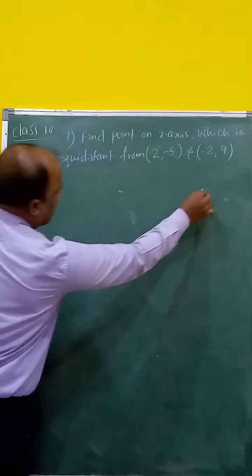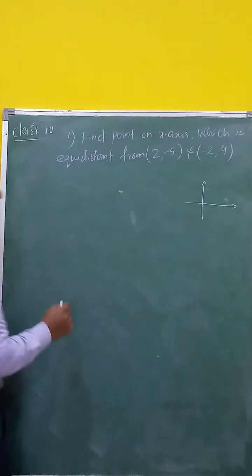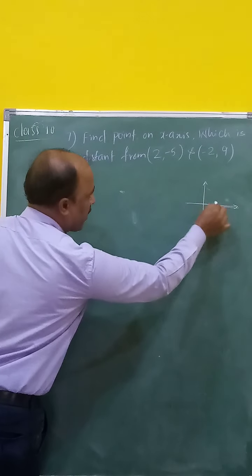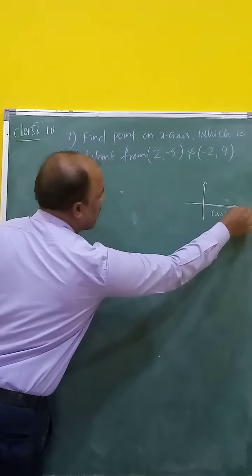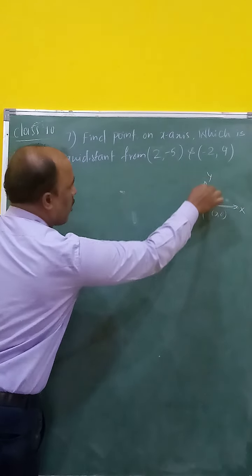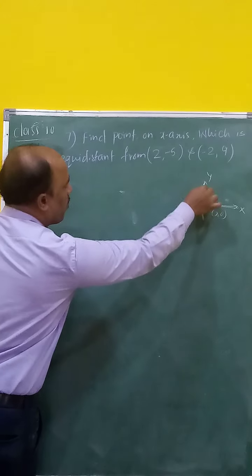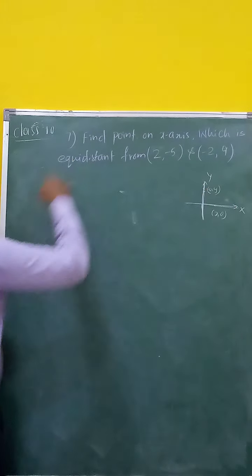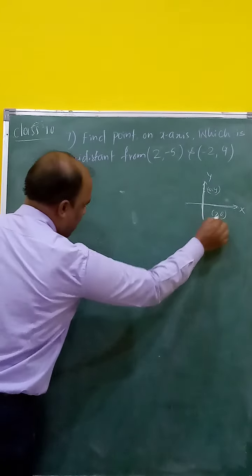We know a point on the x-axis and a point on the y-axis. A point on the x-axis means anywhere here, left side or right side. It is (x, 0). This is the x-axis and y-axis. Suppose the point is on the y-axis, anywhere down or up. That is (0, y). What is given here? A point on the x-axis, that is (x, 0).